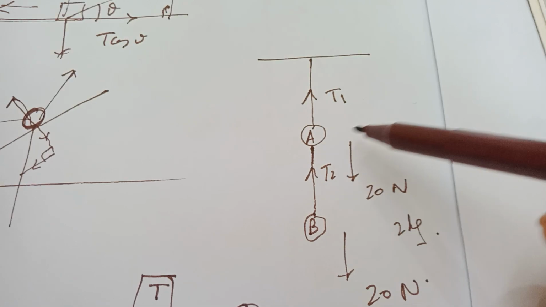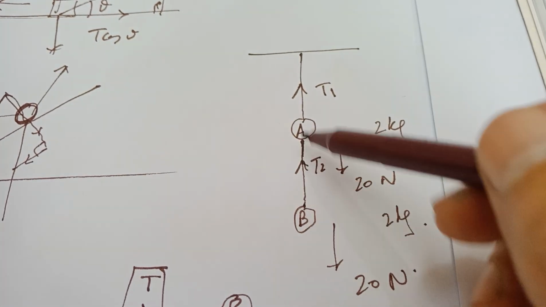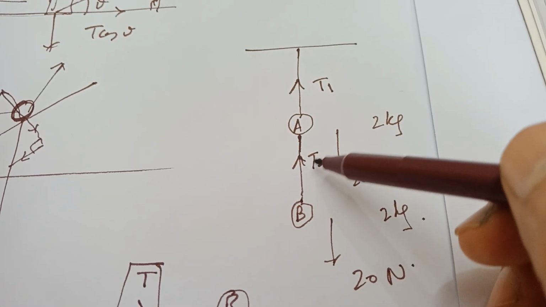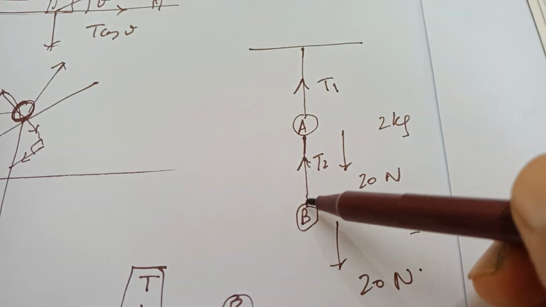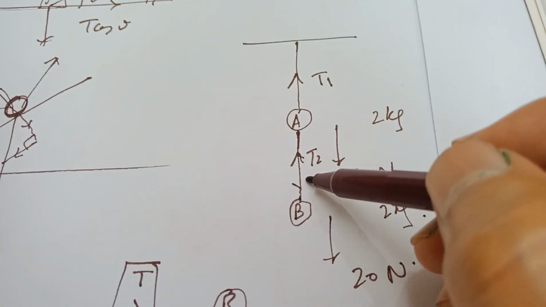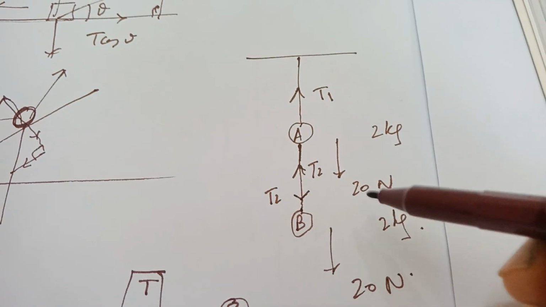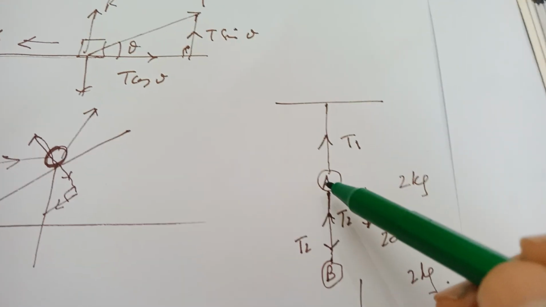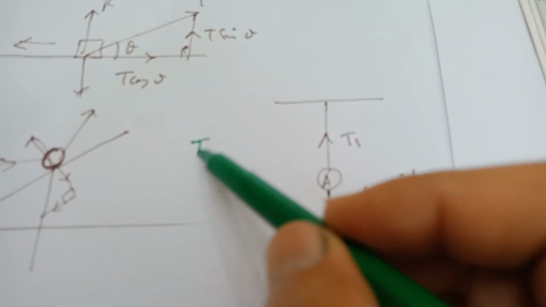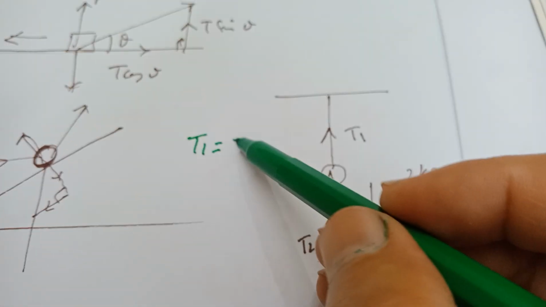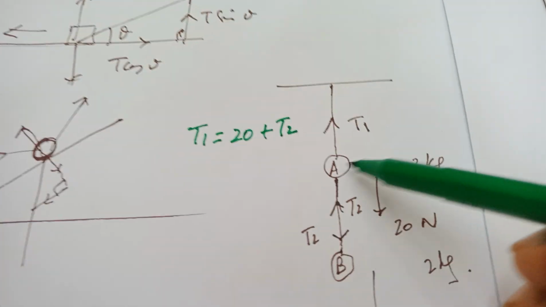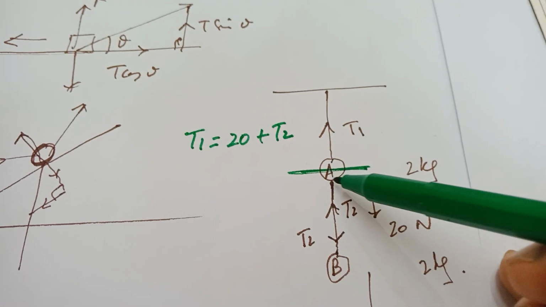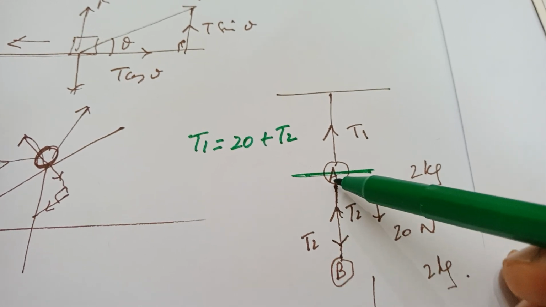But the thing is, in this string there are two particles, okay? If you look at particle B, the tension in this string, T2, is upward. But the same string is connected with particle A as well, so you will show this same tension here as well. For particle A, let me write this: T1 is equal to 20 plus T2, because if you look at this point, there is the tension upward, that is T1, and on this string connecting A and B, there is the tension T2.